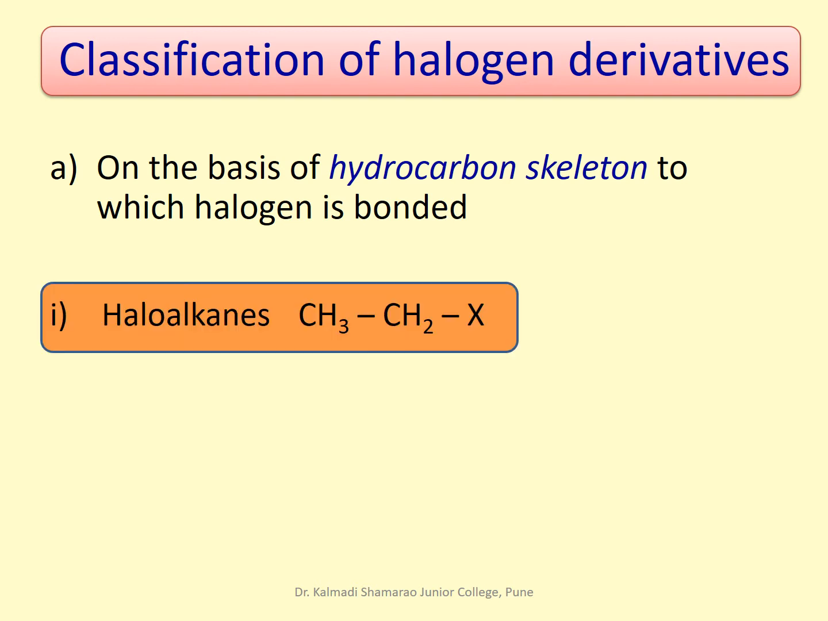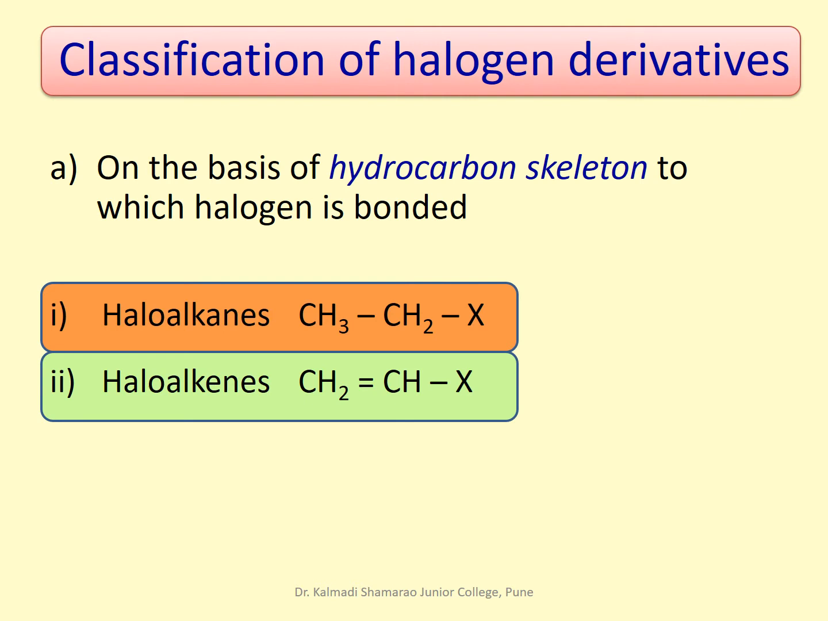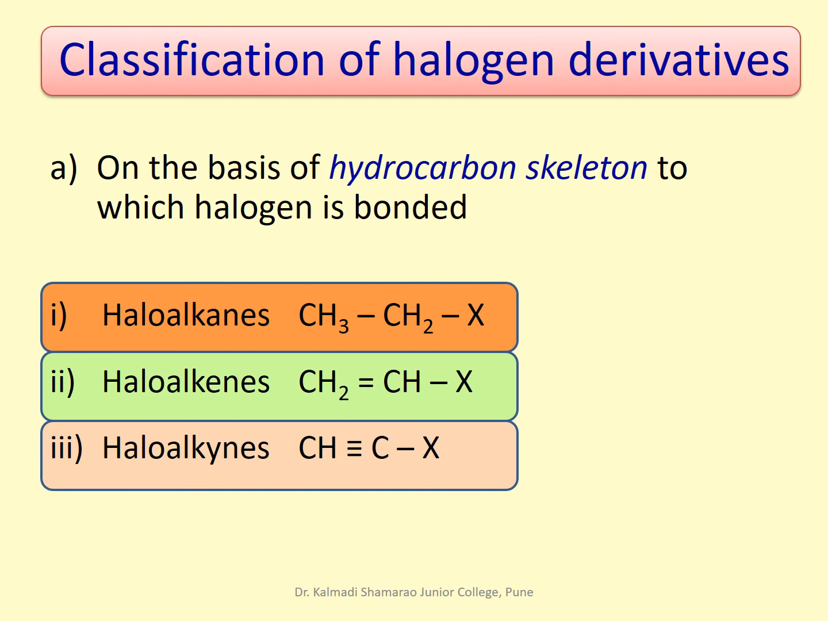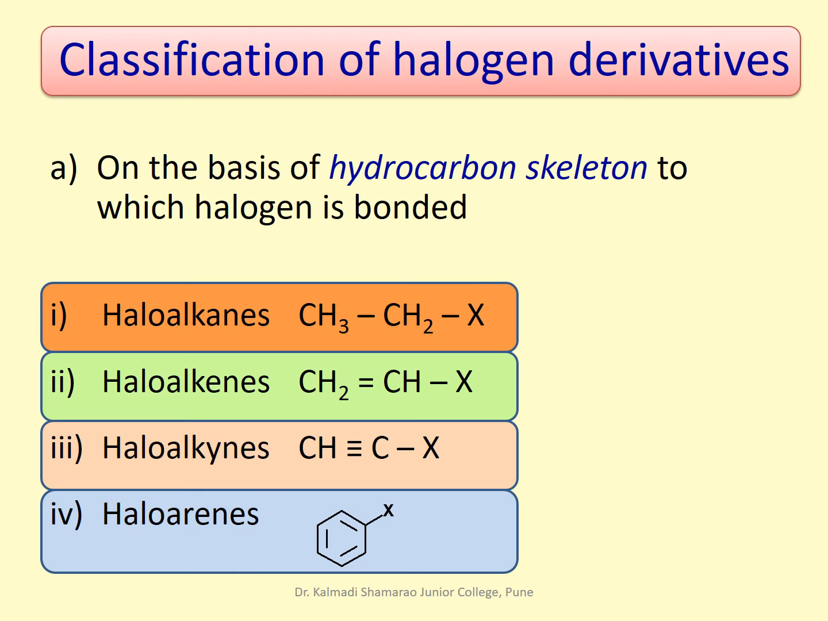Haloalkanes are formed by replacing a hydrogen atom of an alkane by halogen atom. These are aliphatic saturated compounds. In haloalkenes, the parent compound is alkene. In haloalkynes, the parent compound is alkyne. And in haloarenes, halogen atom is bonded to an aromatic ring.